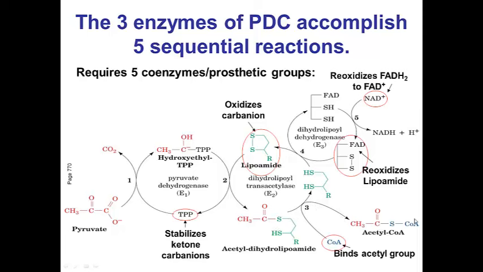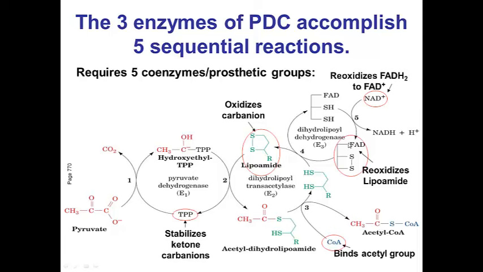So now we've made our product acetyl CoA, but we have a problem because the lipoamide arm can be reversibly oxidized and reduced. And here it's reduced, so we have to reoxidize this lipoamide arm. That's accomplished through the action of FAD in E3. So FAD then reoxidizes this lipoamide arm so that it can act again to take that acetyl group from hydroxyethyl TPP.